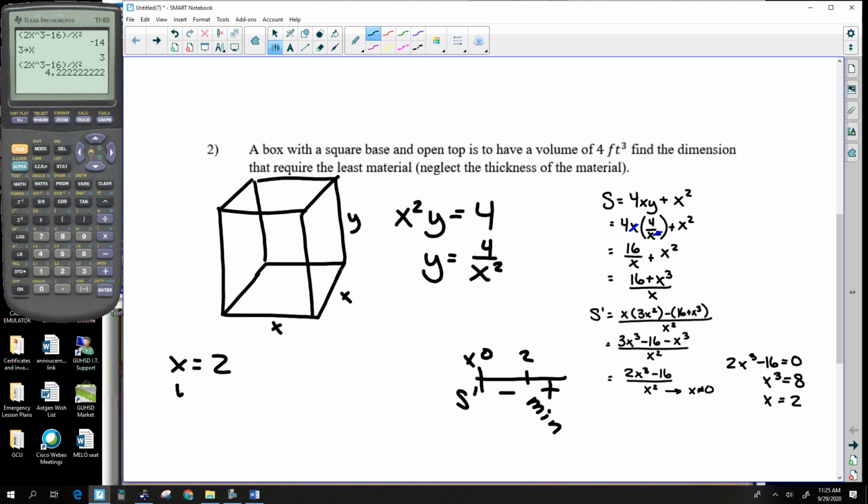So that would imply that y is equal to 1, and the surface area is 4 times 2 times 1 plus 4, which is 12. All right, so these are in feet. The surface area would be square feet.